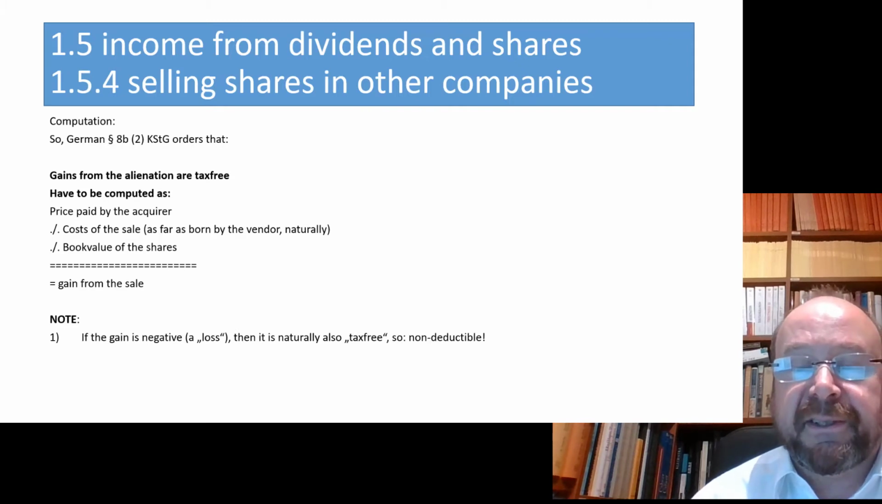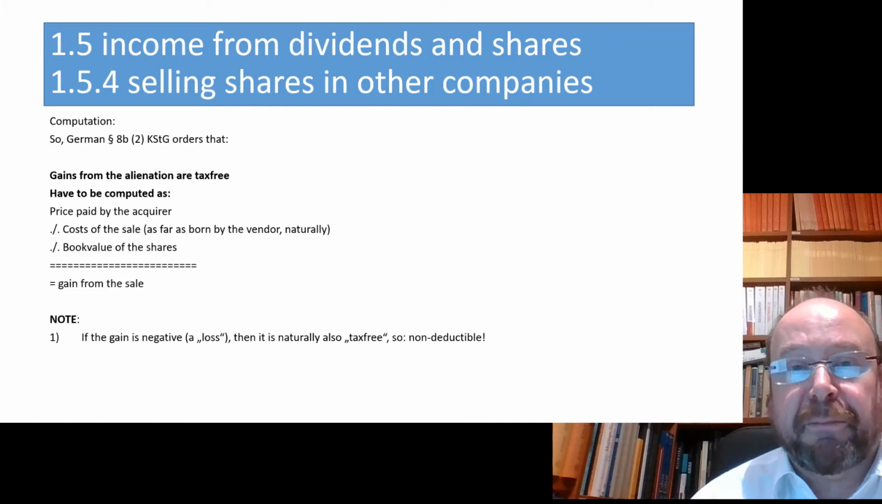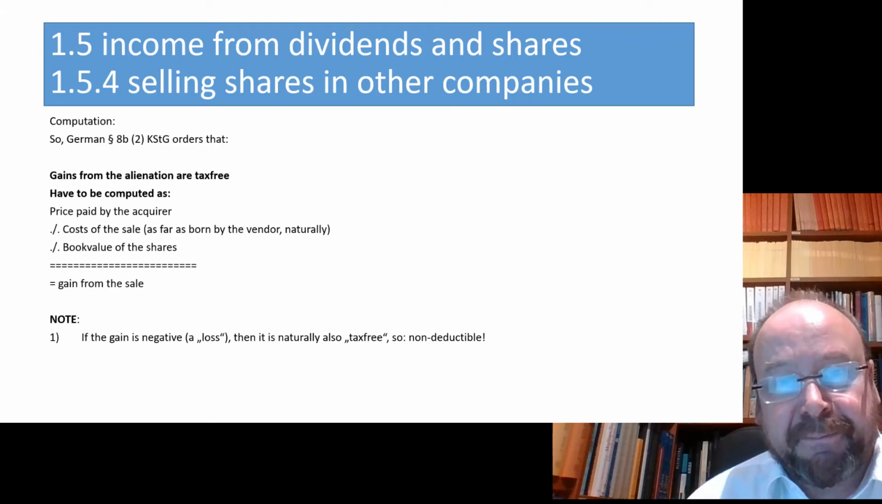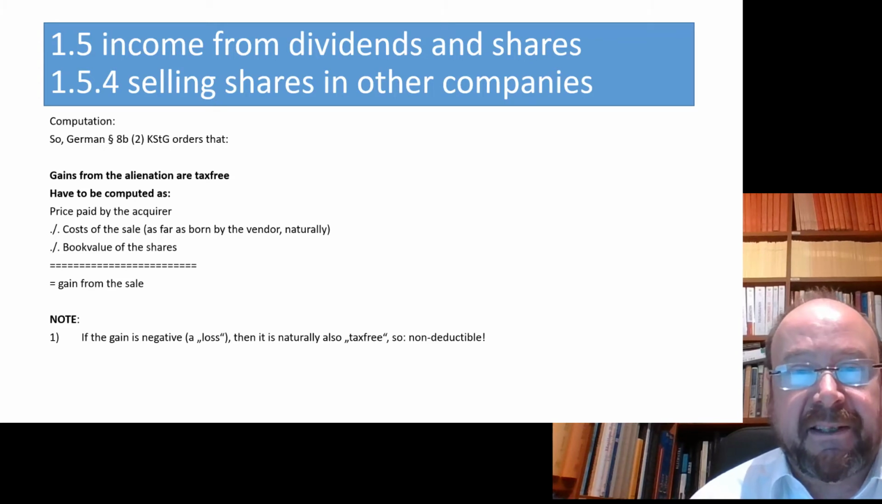Now, there is something to notice carefully. The first thing is a gain can also be negative. Imagine you bought shares for an enormous amount, let's say 1 million, and then the company nearly went bankrupt. Now it has still a value of 100,000 only. So you get a price of 100,000. Let's say cost of sale are 0 and your book value is 1 million. Then you make a loss of 900,000. And now, surprise, a gain is also a gain if it is a negative gain. So also that is tax-free.